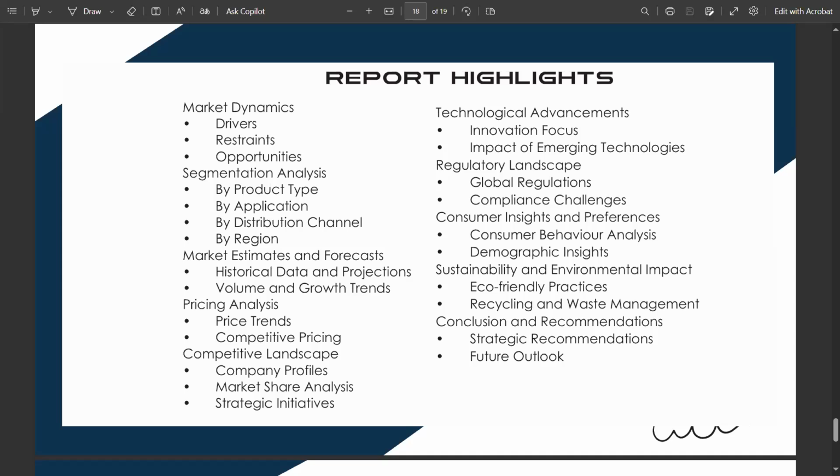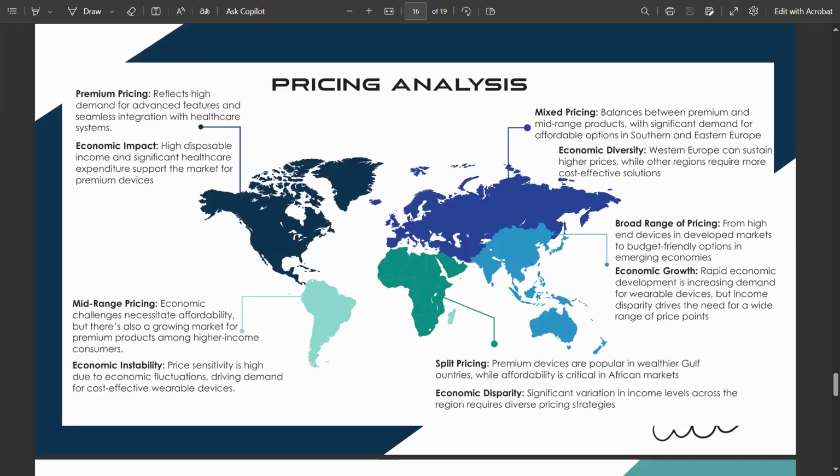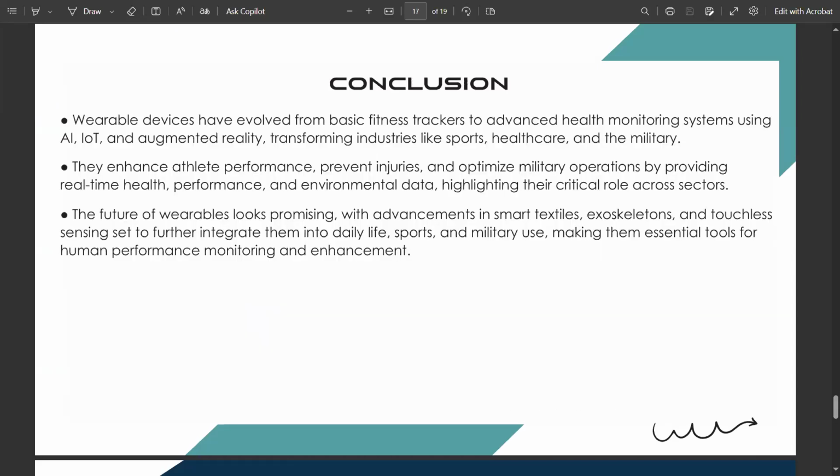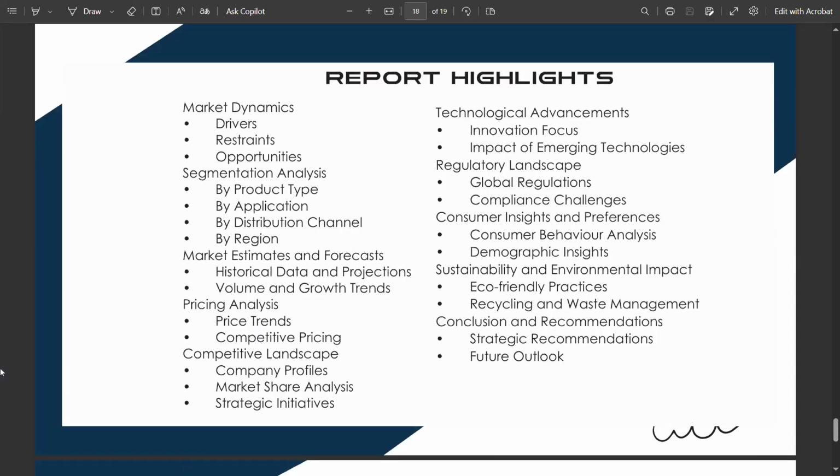We have included a lot of detailed, deep dive technological advancements in our report. Regulatory landscape, of course, will be detailed, not just what I showed you in this presentation. Now, the USP of our research report is consumer insights and preferences. We have talked to a lot of consumers, actual users. We have understood their pain points and their expectations, and we have included all that into our research report.